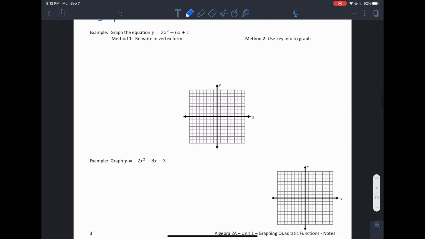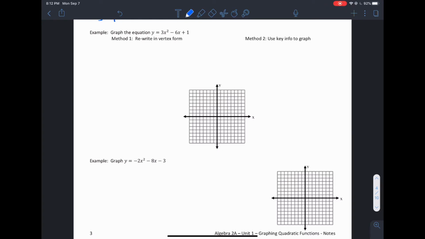Let's try this again. All right. So now I'm asking you to do one more thing. And you have two options for this, really. Graph the equation 3x squared minus 6x plus 1. Okay? Now we can either rewrite it in vertex form and then graph it in the way we already know, or we can use the key information to graph. And I'll show you what I mean by that in a second.